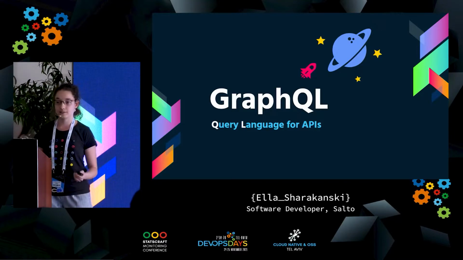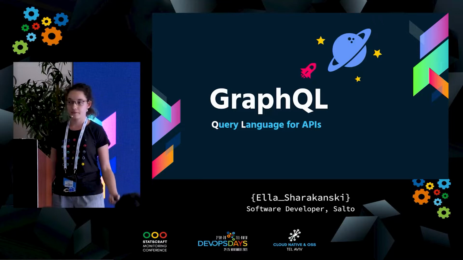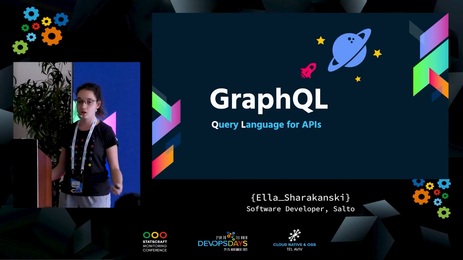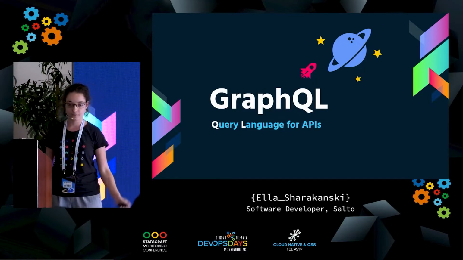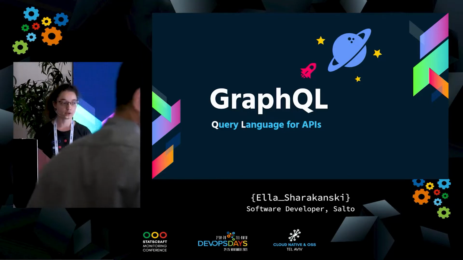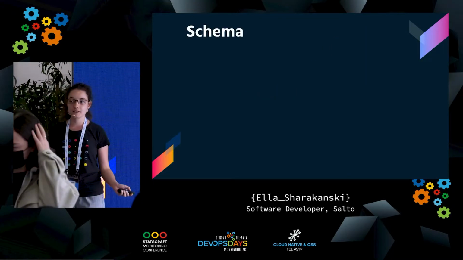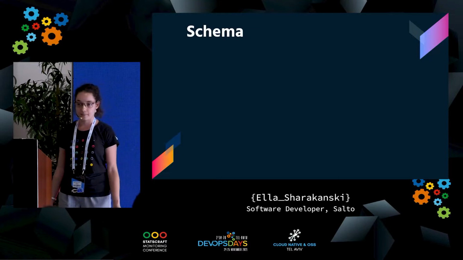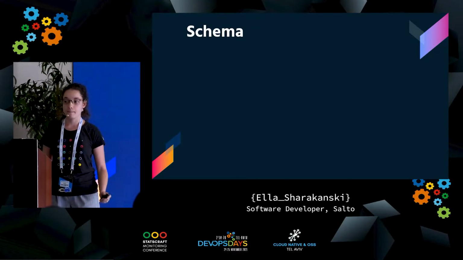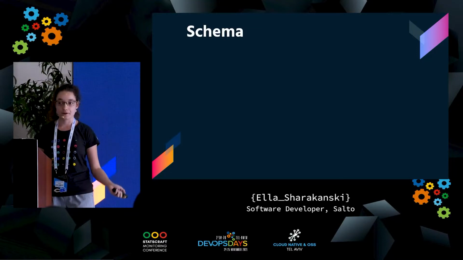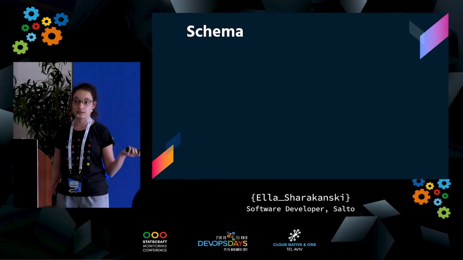And I'll first explain some main concepts in GraphQL, and then I'll explain how GraphQL solves all of the problems that we've just discussed. The first main concept in GraphQL is the schema. A schema is basically a description of your API, and every GraphQL API must have a schema. So in our case, this is what the schema might look like.